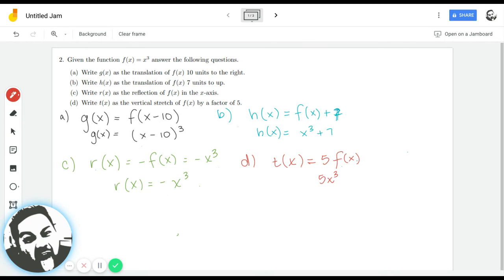Right? Notice that the 5 is not being cubed. This is why it is vertical and not horizontal, because it's not being cubed with the x. And our answer is t of x equals 5x to the power of 3. And these are our answers for question 2. Right there, question B, question C, and question D.